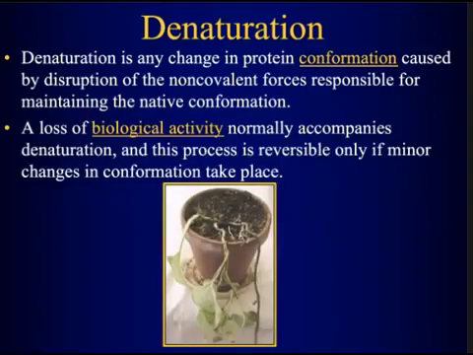So since we're losing those secondary, tertiary, and quaternary structures, we're losing all of their biological activity. Those structures are what allowed all of our collagen and all of our proteins to do their tasks. Without them, they're not biologically active. And it's not normally reversible. The process is reversible only if minor changes in conformation take place.